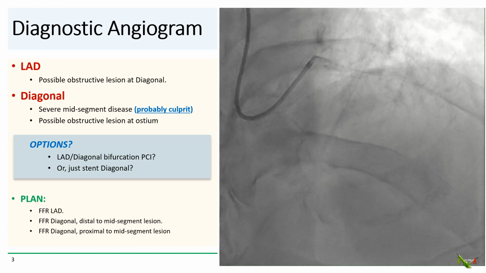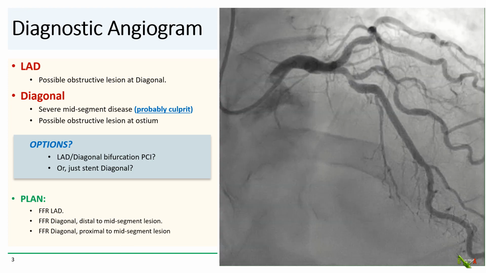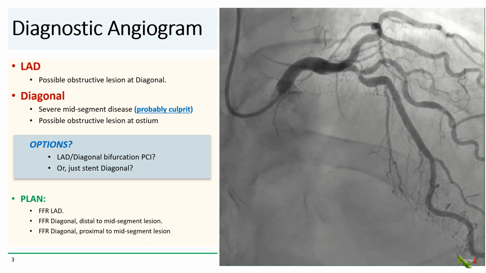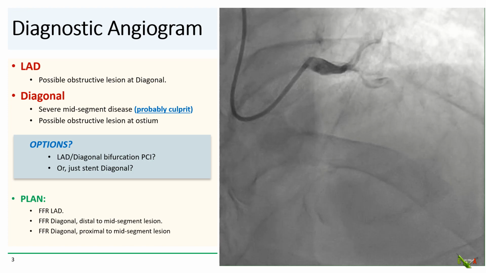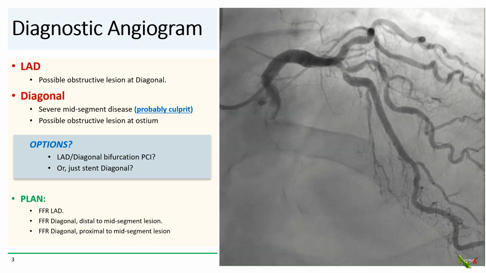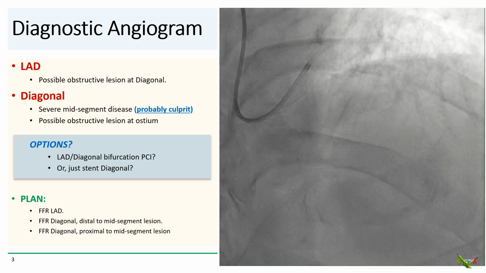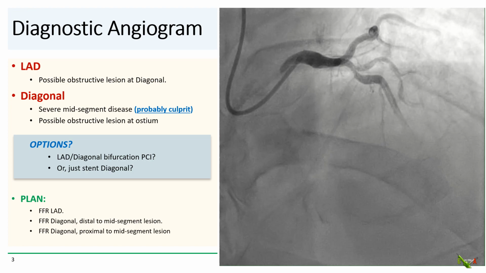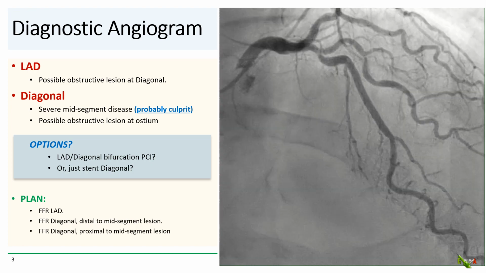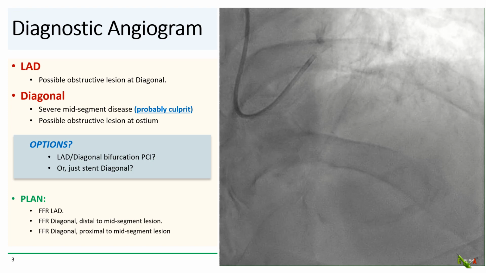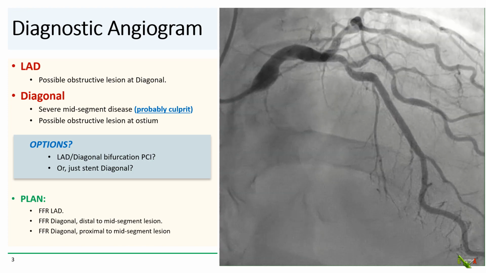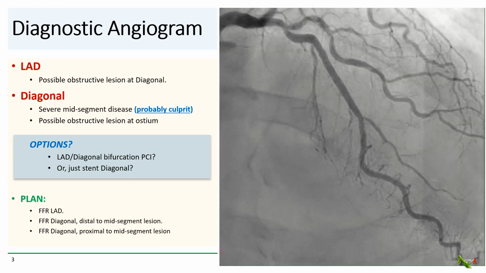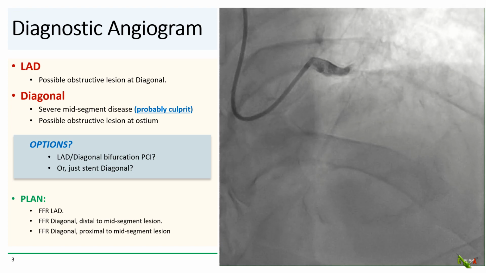So what should we do? Should we stent the LAD and diagonal and do some fancy footwork bifurcation PCI? Or should we just keep it simple and just stent the diagonal and stay away from its ostium? So here was our plan. We would FFR the LAD to see if the LAD needed to be treated at all. We would also FFR the diagonal, both distal and proximal to the mid-segment lesion, to help us decide whether the ostial diagonal lesion was hemodynamically significant. If everything is ischemic, then we would go for a bifurcation PCI. But we're hoping to keep it simple and only have to do the mid-diagonal lesion.